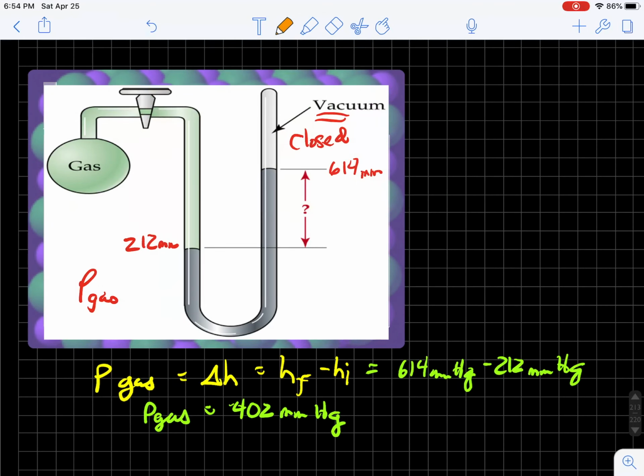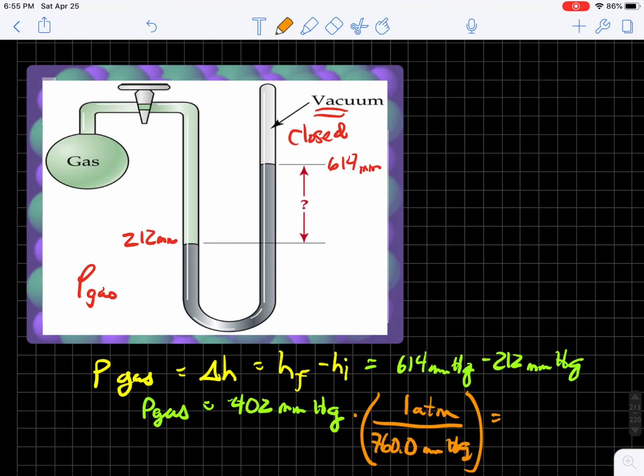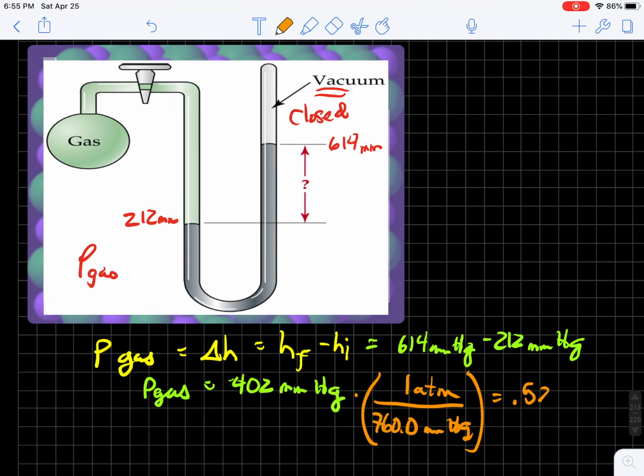And I said, let's go ahead in this one. Maybe they ask you to convert it, or maybe it's multiple choice and the answer's in atmospheres. So we'll go ahead and convert this to atmospheres. There are 760 millimeters of mercury in 1 atmosphere. So the pressure of this gas is 402 divided by 760, and I get 0.528947 and so on. With 3 sig figs, that's 0.529. Right, so pretty easy.